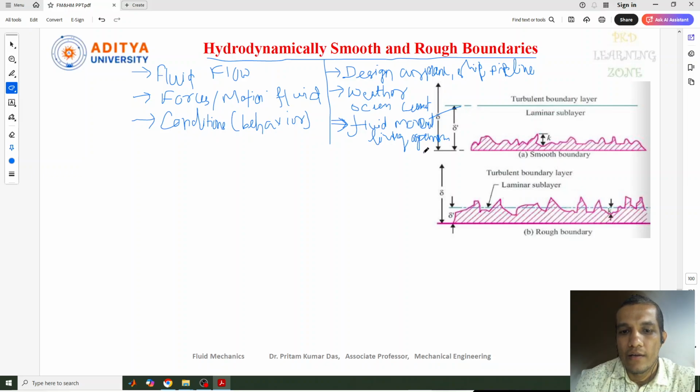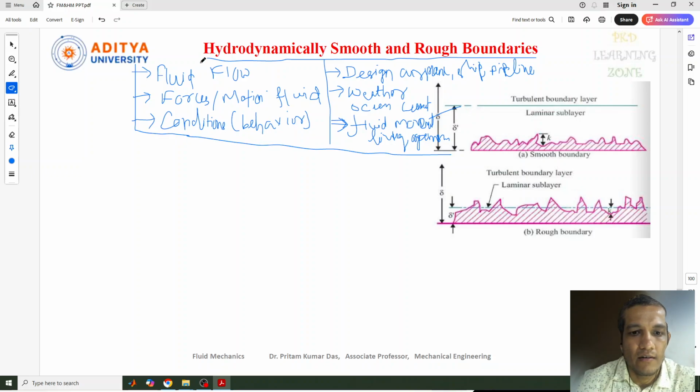Now we'll go for smooth and rough boundaries, because all these things are necessary. If you see this diagram here, I have taken two diagrams. One is the laminar sublayer, another is the turbulent boundary layer. This one is for the smooth boundary, and this is for the rough boundary. I'll come to this point.